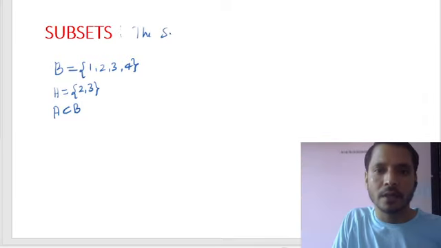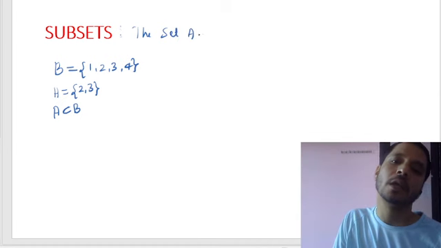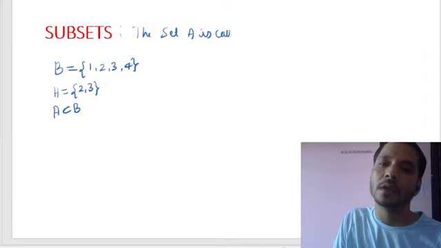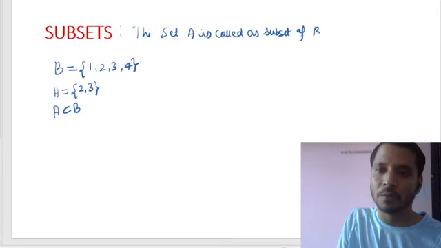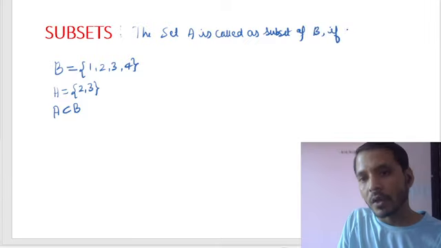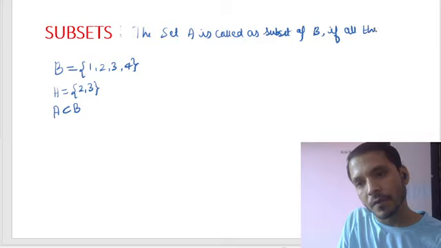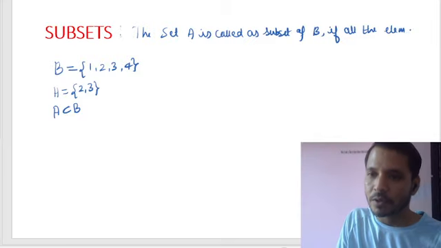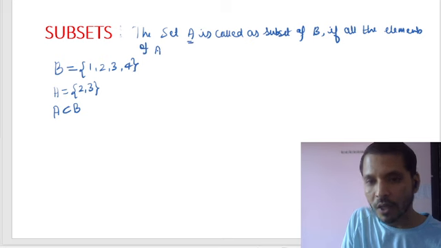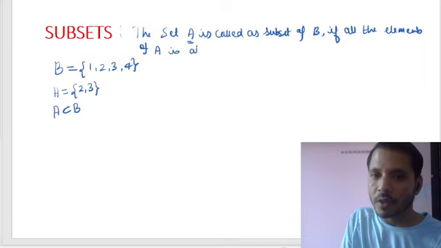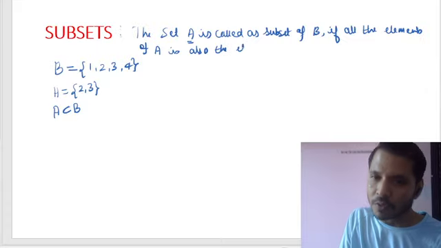The set A is called a subset of B if all the elements of A are also the elements of set B. Since we are saying A is the subset, all the elements of A are also the elements of set B.